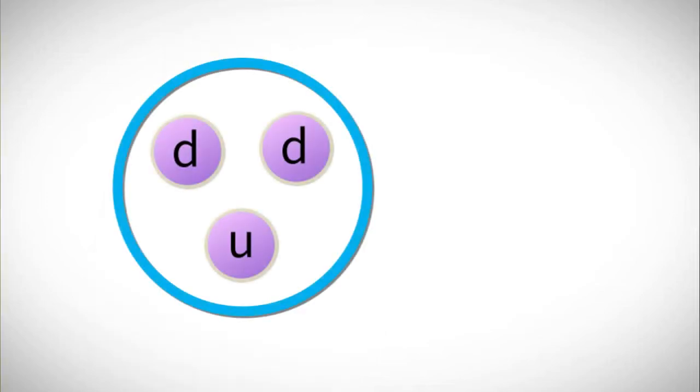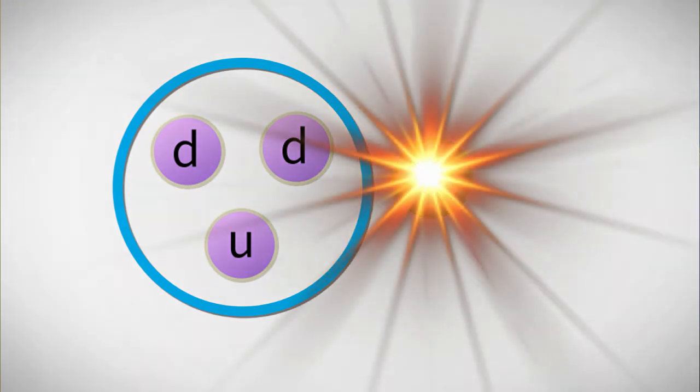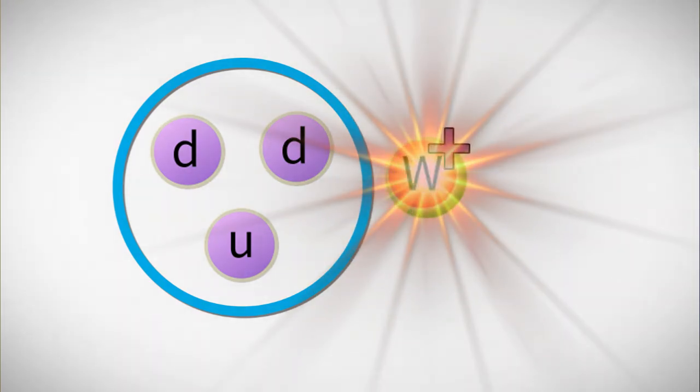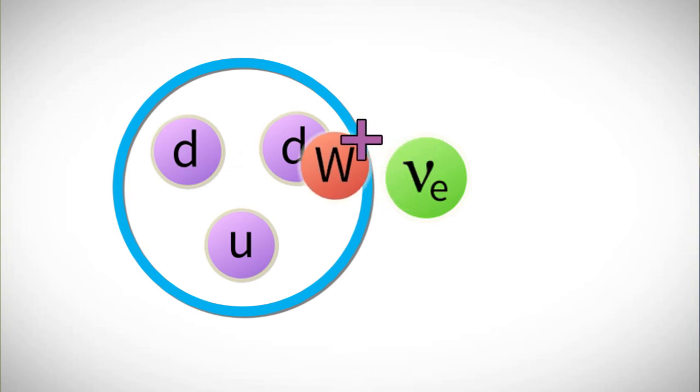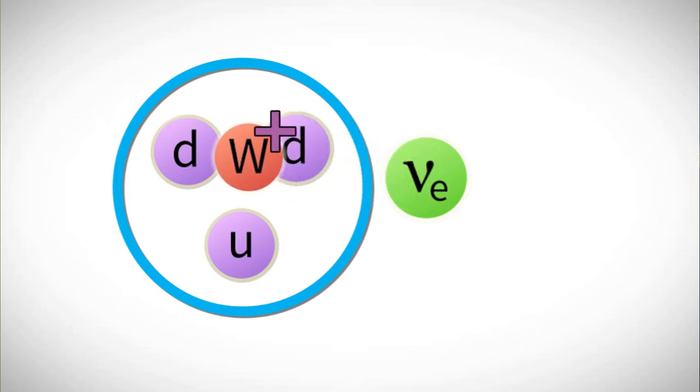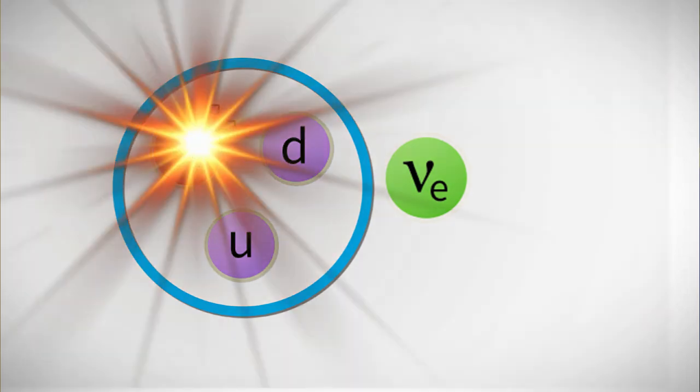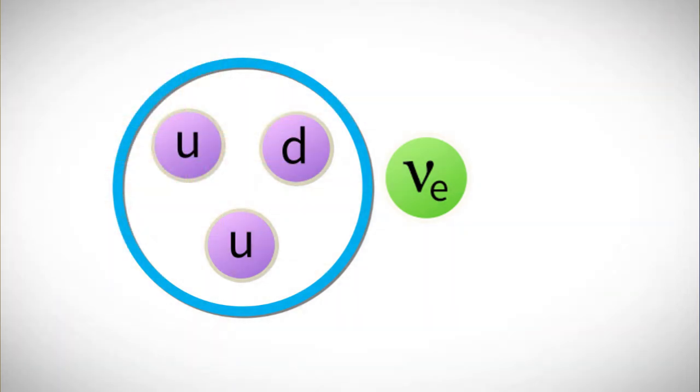For this, we'll need a neutron and an electron neutrino. Remember, neutrons are made up of 2 down quarks and 1 up quark, and the neutrino has an overall charge of 0. When the electron neutrino gets super close to the neutron, and I mean super close, like 0.1% the diameter of a proton, the weak force goes into effect. A positively charged W boson travels from the electron neutrino to one of the neutron's down quarks. The positively charged W boson turns the down quark into a positive up quark.